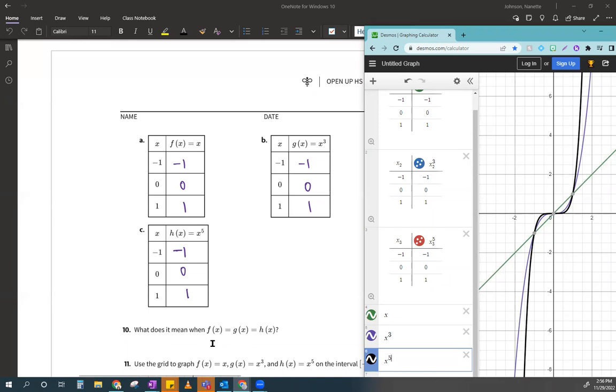So what does it mean? This is the question here. What does it mean when f of x equals g of x equals h of x? Graphically, what does that mean?